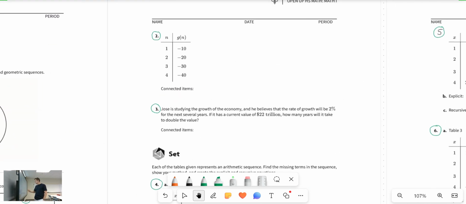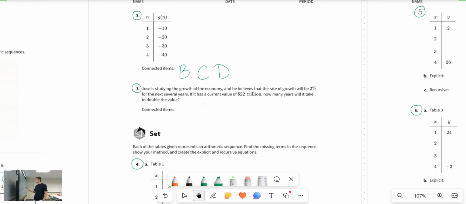All right, so we're going to go back up. B, C, and D are our answers here. B, C, and D. All right, and now let's go look at number 3.